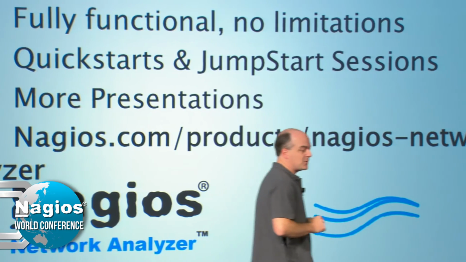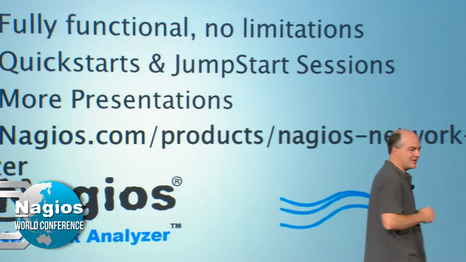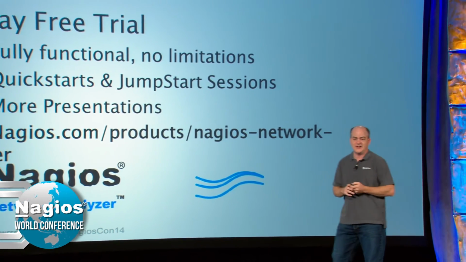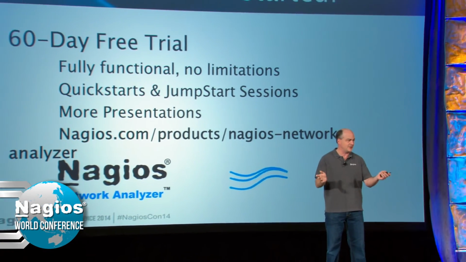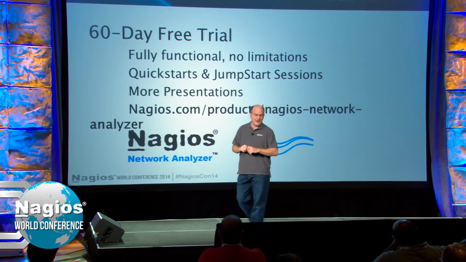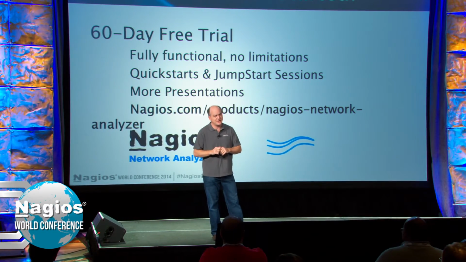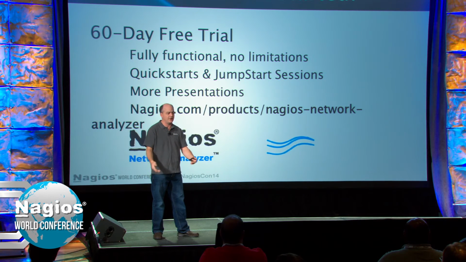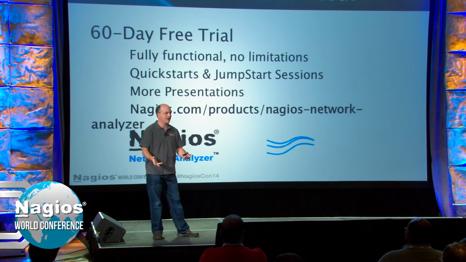So the next question is, how do we get started with Network Analyzer? As I mentioned, there's a 60-day trial. The product's been out for a year, so you can download it from our standard www.nagios.com. You just click on download. It's fully functional. There's no limitations in the trial, so you can take the work that you do when you trial the product, and actually, if you decide to purchase the product, you can deploy that right out into the wild.